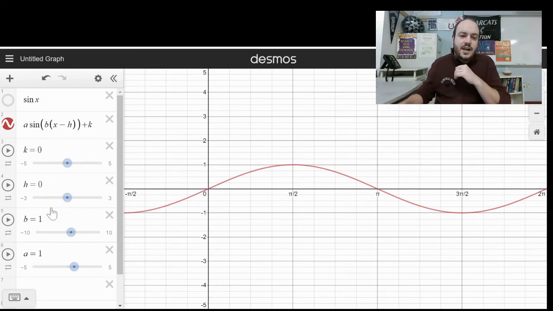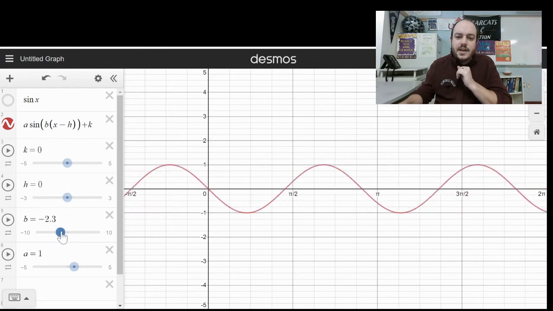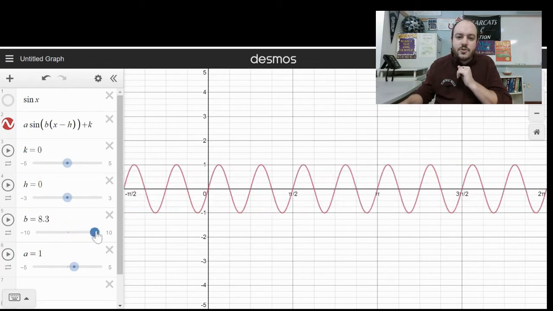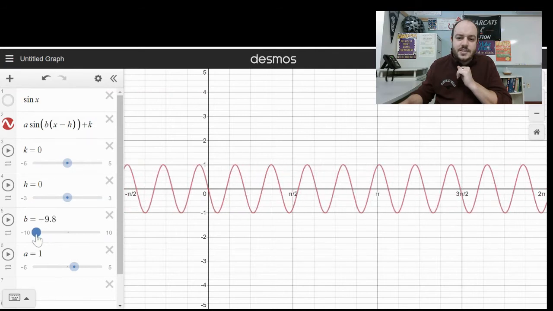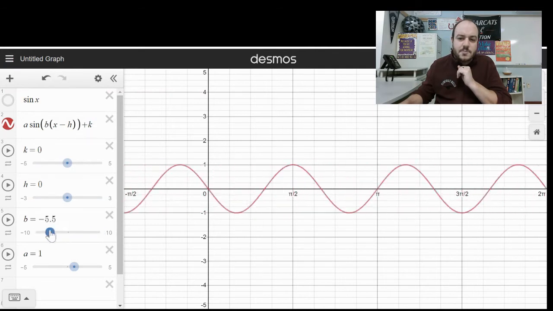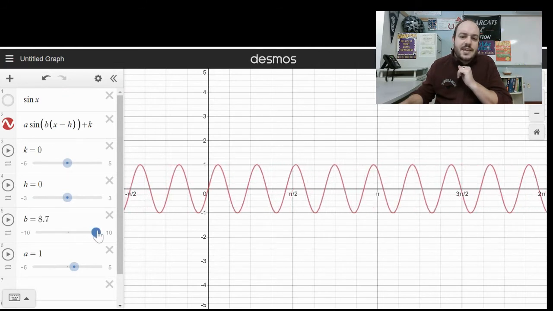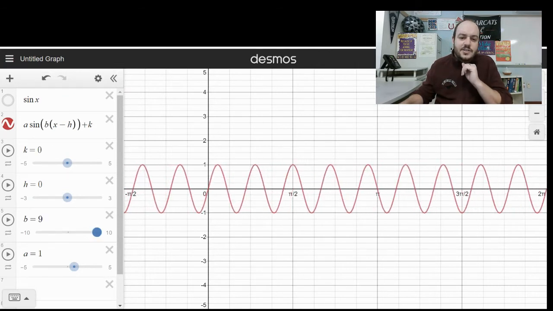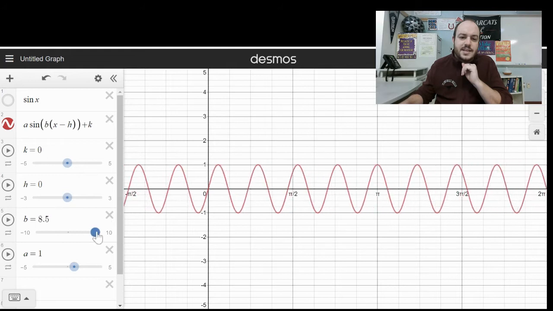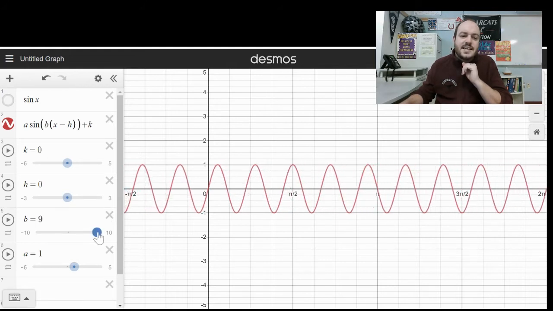Now the next one, let's go ahead and look at B. What if I multiply the angle by a number? What does that do to my graph? Well, if you multiply by a, whoa, things got a little crazy there really fast. You can see it's almost like a spring bouncing up and down. Here is what multiplying on the inside does.